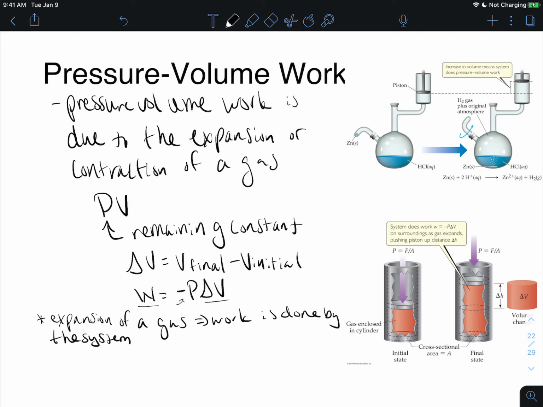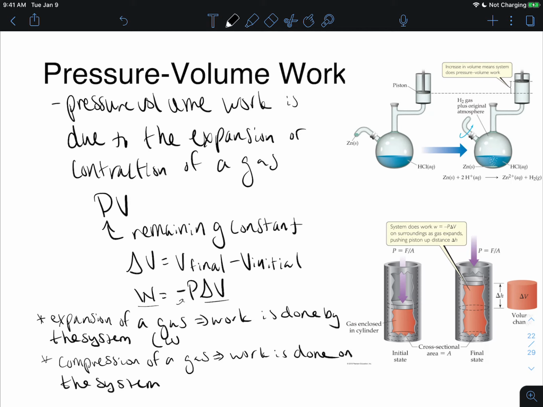If we have a compression of a gas, here work is done on the system. I forgot, here W should be positive, right? So work is done on the system itself, but our V final is going to be smaller than our V initial, so this delta V will be negative. In order to have a work that's positive, we have to have a negative sign there. So that's kind of just decoding why we have a negative sign in that equation.